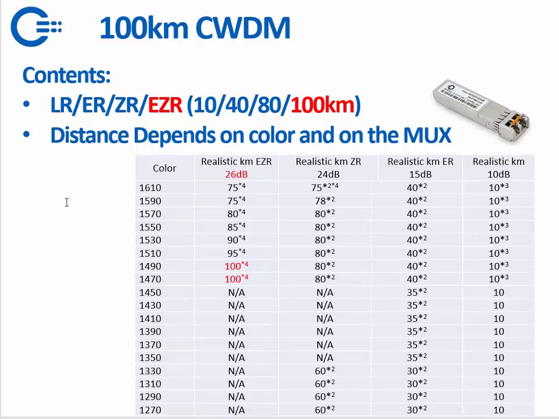The distance you can reach with a CWDM in general depends on the color, the type of mux, and of course the type of fiber you have. This table is taken out of the data sheet, where it clearly states that with 1470 and 1490 you have the biggest chance of reaching that 100 kilometers. With 1510 up to 1610 it will go lower, and this movie will explain how that comes.